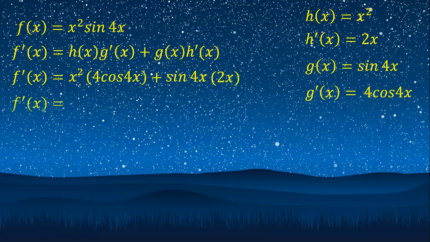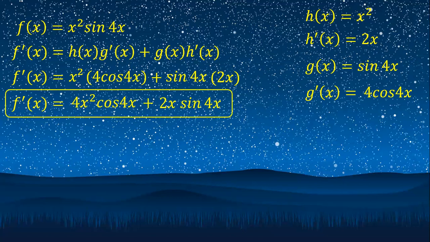So multiplying x squared and 4 for the first term, the result is 4x squared, then copy cosine 4x. For the second term, we are going to multiply 2x and the coefficient of sine 4x, which is the imaginary one. So therefore, the second term is plus 2x sine 4x.